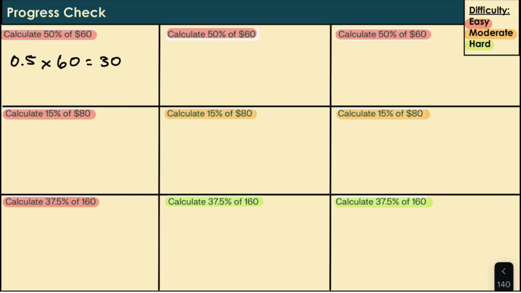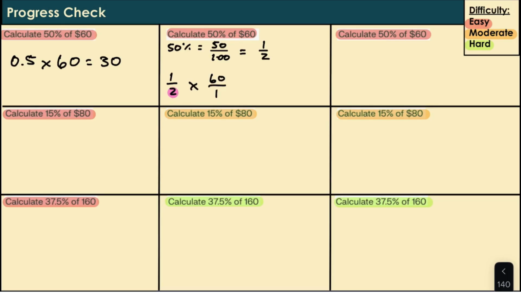No calculator, using the fraction method. 50% is 50 over 100. We can simplify 50 over 100 to 1 over 2. So now we multiply the fractions. A half of 60.